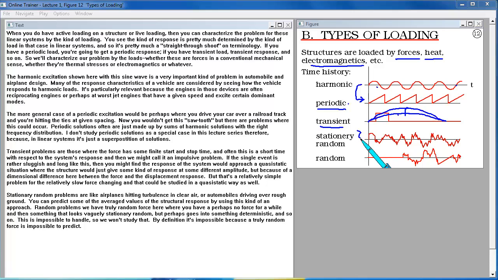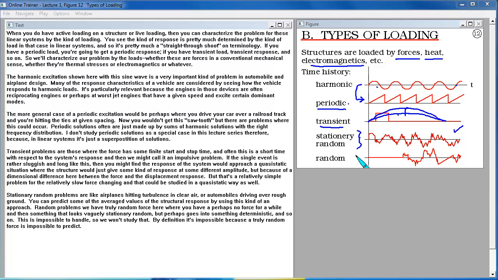Stationary random problems are like airplanes hitting turbulence in clear air, or automobiles driving over rough ground. You can predict some of the averaged values of the structural response by using this kind of an approach.